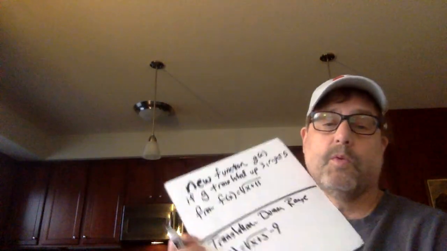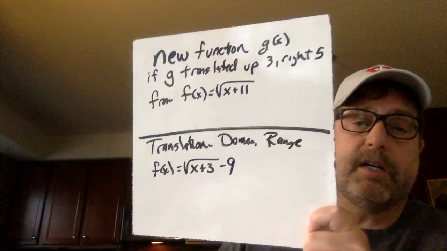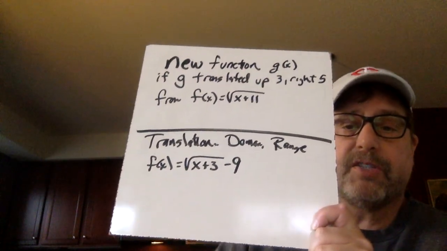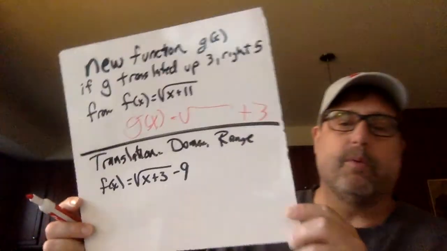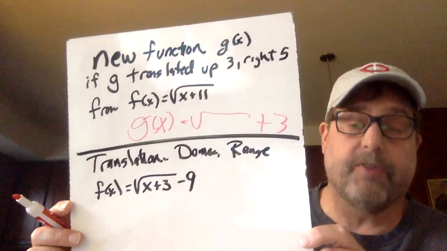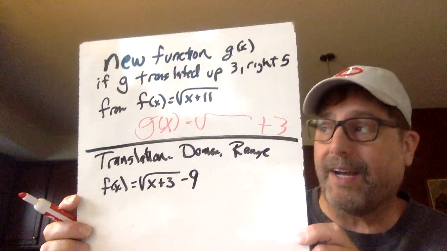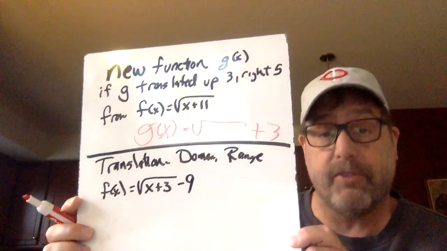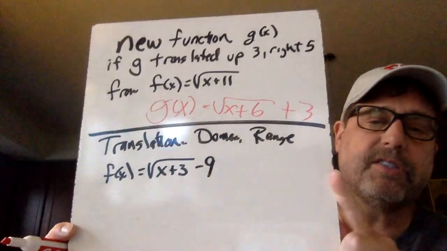Here, let's see, what is the new function of g of x when you would go up 3? Well, that's going to be easy. We have a 3 outside. Does what it's supposed to. Now, going to the right would seem to say that you should go plus 5. You should add 5 more, but you don't. You take away 5, so it'd be 11 minus 5, and it'd be x plus 6.